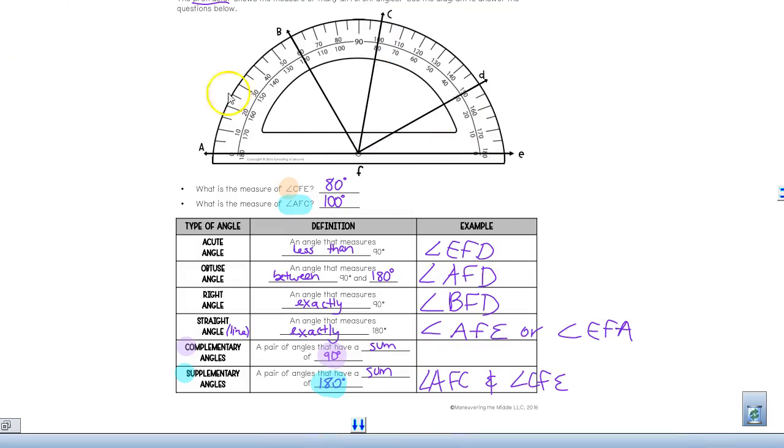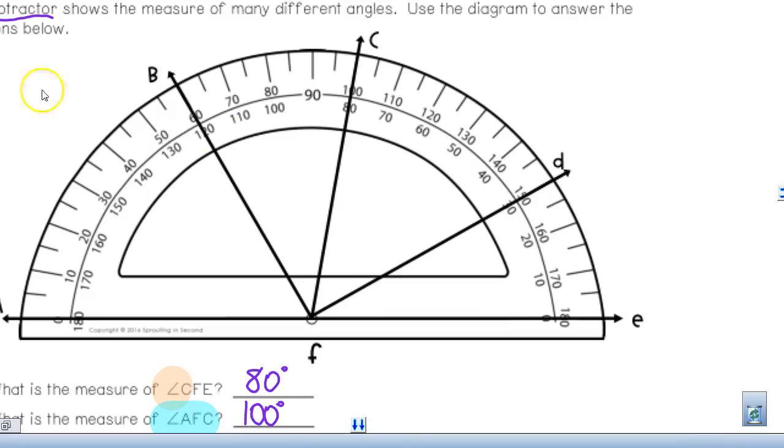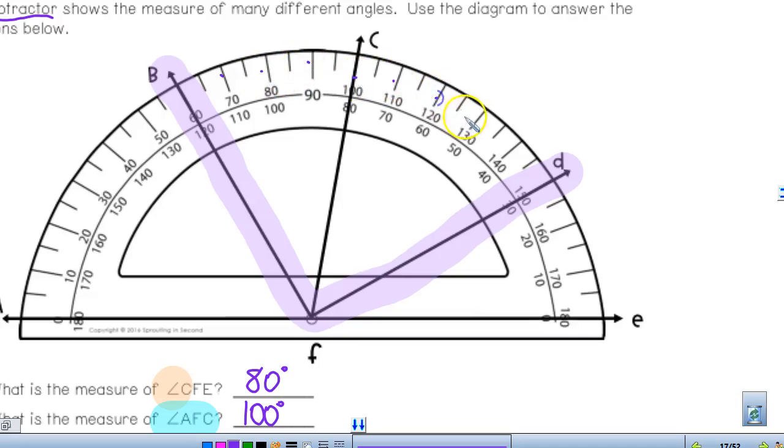Now, complementary angles, this time we're looking for two angles that add up to 90 degrees. I am recalling from earlier that I believe this angle right here, we double checked that and we counted 10, 20, 30, 40, 50, 60, 70, 80, 90 degrees. So that is a right angle right there. Complementary angles have to add up to 90 degrees.